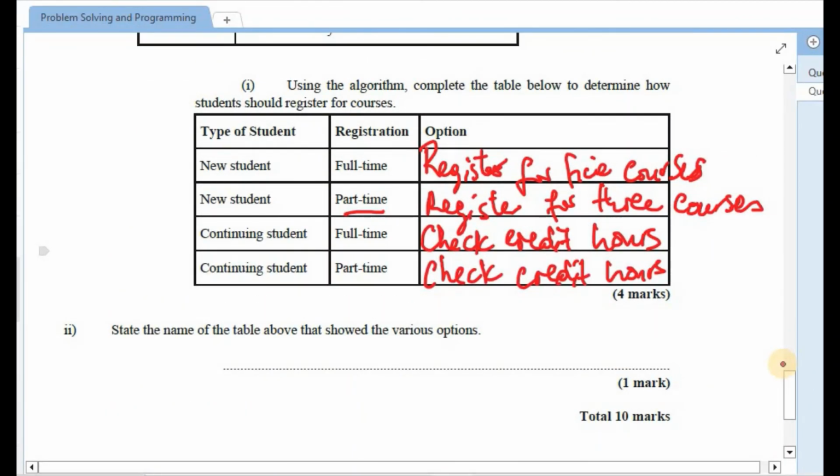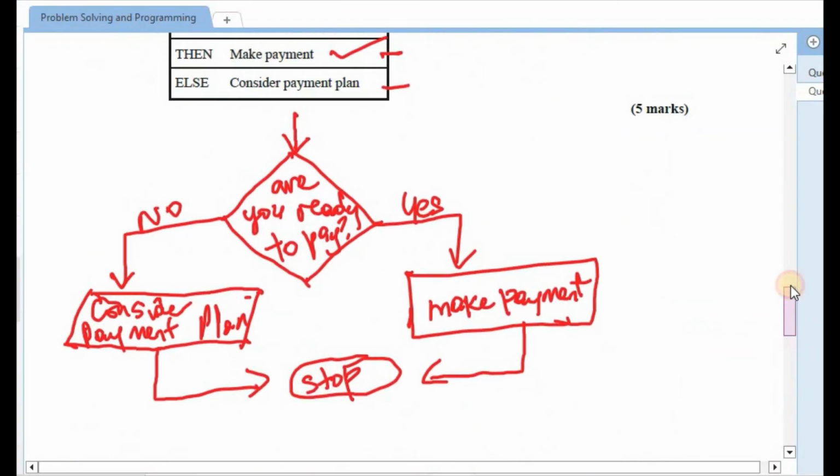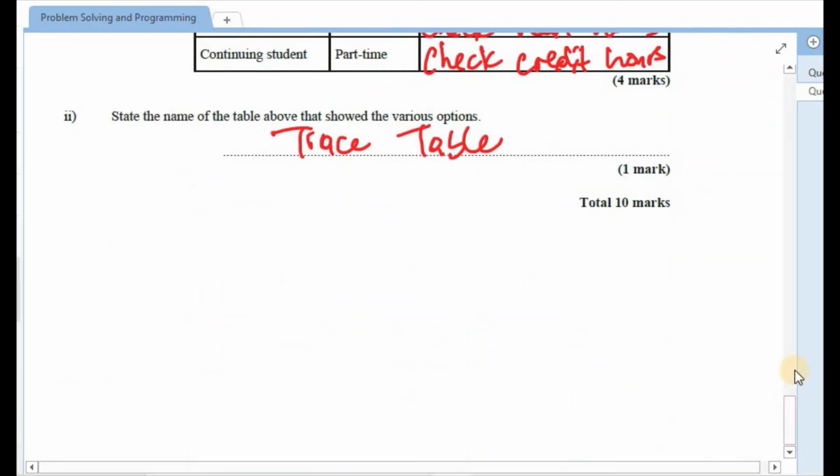All right, next question says to state the name of the table above that showed the various options. So this table would have been referred to as a trace table. All right, and that would have wrapped up our solutions for this set of questions. The question that was additional there has array, which is taken from the syllabus, so I did not include it here. All right.